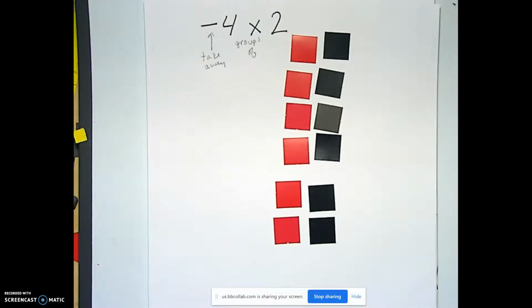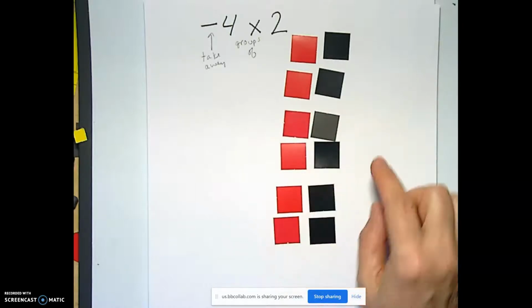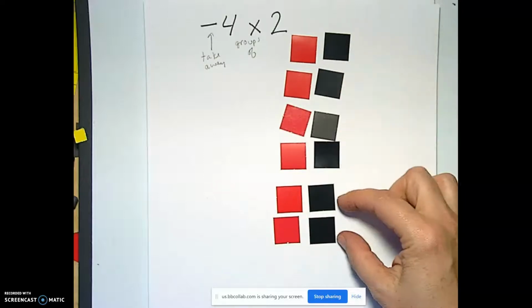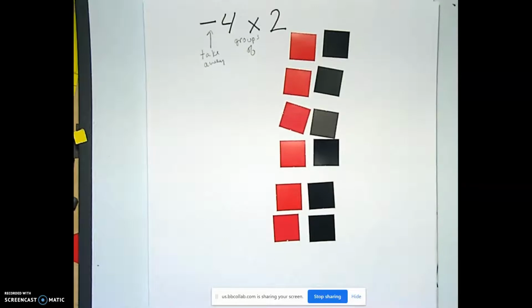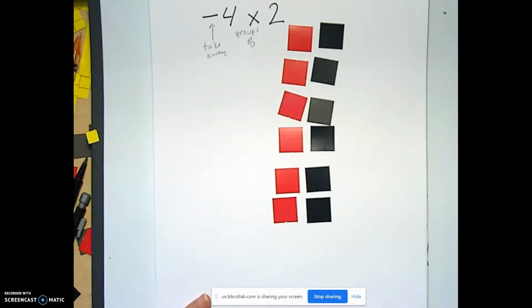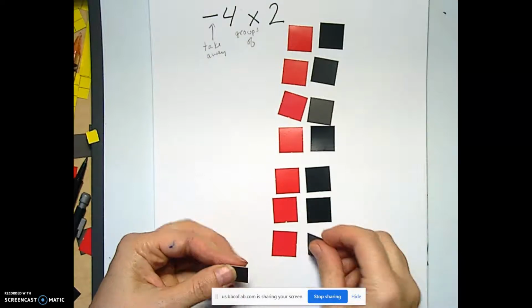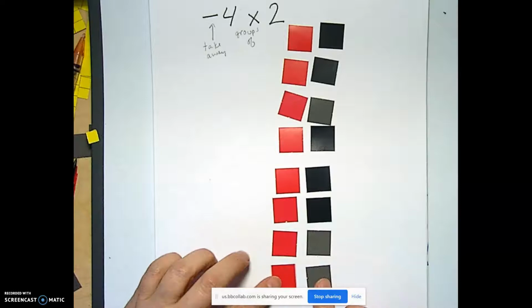3 groups of positive 2. Okay, so I'm going to kind of break these out this way. Here's a group of positive 2, here's a group of positive 2, here's a group of positive 2. So we still need some more integer pairs, or 0 pairs, whatever you want to call them. Okay, there's another one. Here's another one.